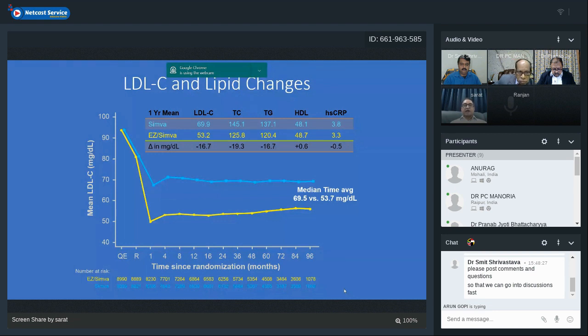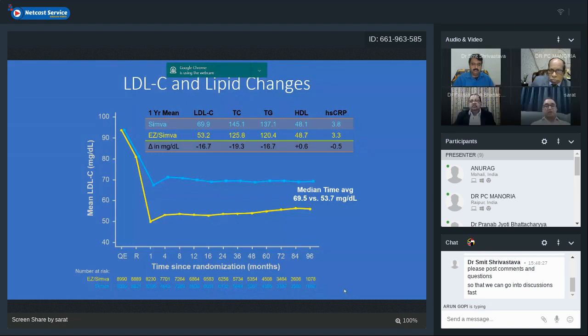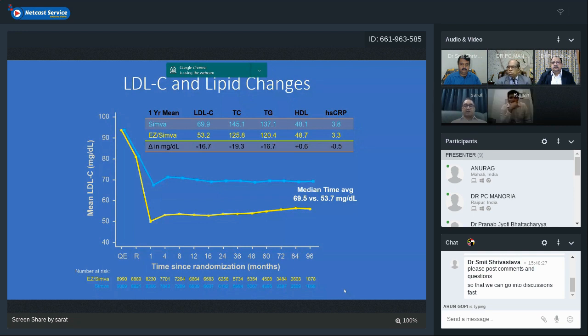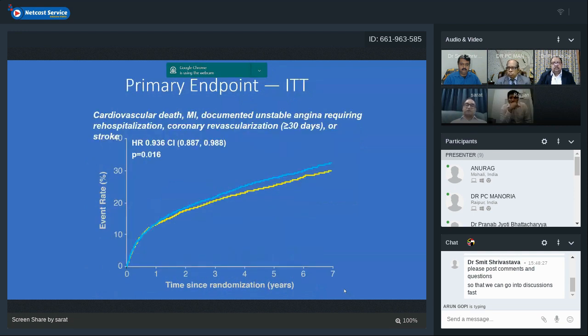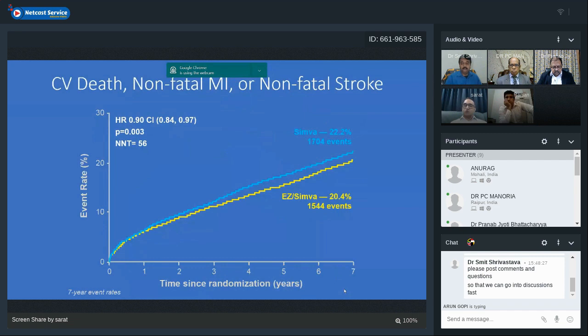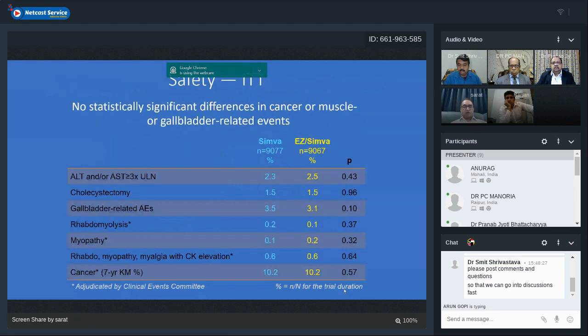This is a significant difference and brought down the LDL levels to something like 50, which was not there in the earlier trials. And this showed that there is further benefit by using this combination therapy in terms of primary endpoint. And there is a 32% event rate in the combination therapy, but it is 34% with the single simvastatin therapy. And you can see here the combination of CV death, non-fatal MI, non-fatal stroke also showed significant reduction. And there is no additional evidence of any side effects by bringing down the LDL to a lower level.